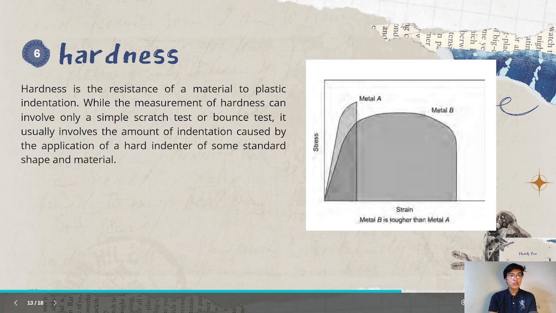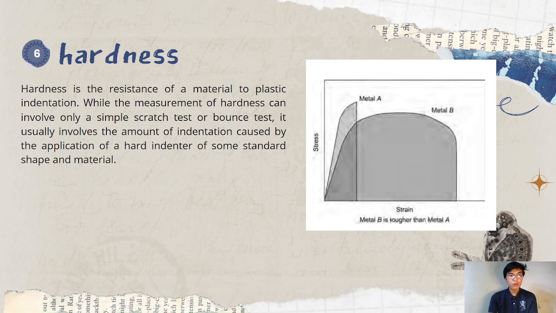And six, hardness. Hardness is the resistance of the material to plastic indentation. While the measurement of hardness can involve only a simple stress test or a bond test, it also involves the amount of indentation caused by the application of a hard indenter of some standard shape and material. You can see the picture.